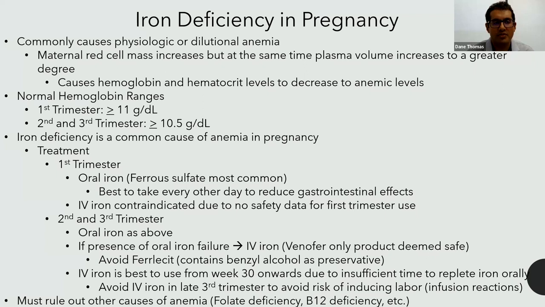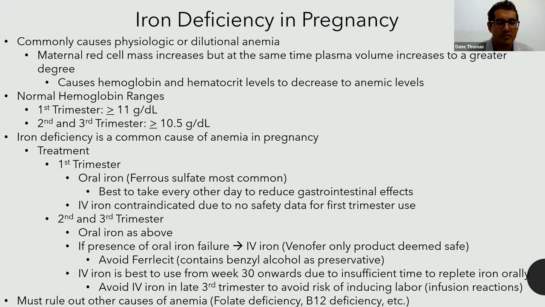During the first trimester, the goal of their hemoglobin is to be greater than or equal to 11. And in the second and third trimester, the patient's goal is to have a hemoglobin of greater than or equal to 10.5. Iron deficiency is a very common cause of anemia in pregnancy. Treatment of iron deficiency in pregnancy is broken down by trimester.